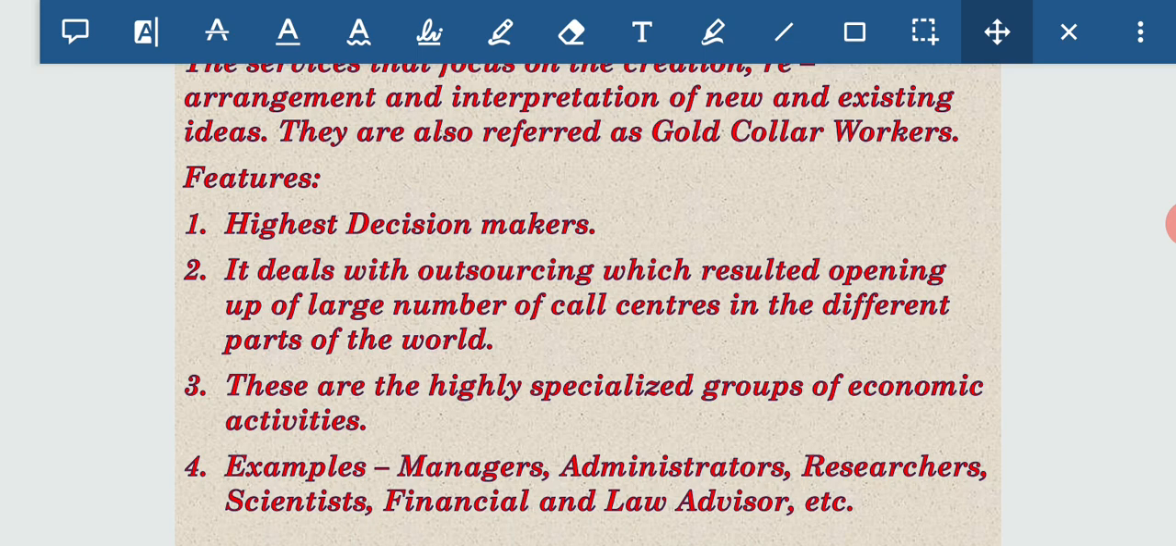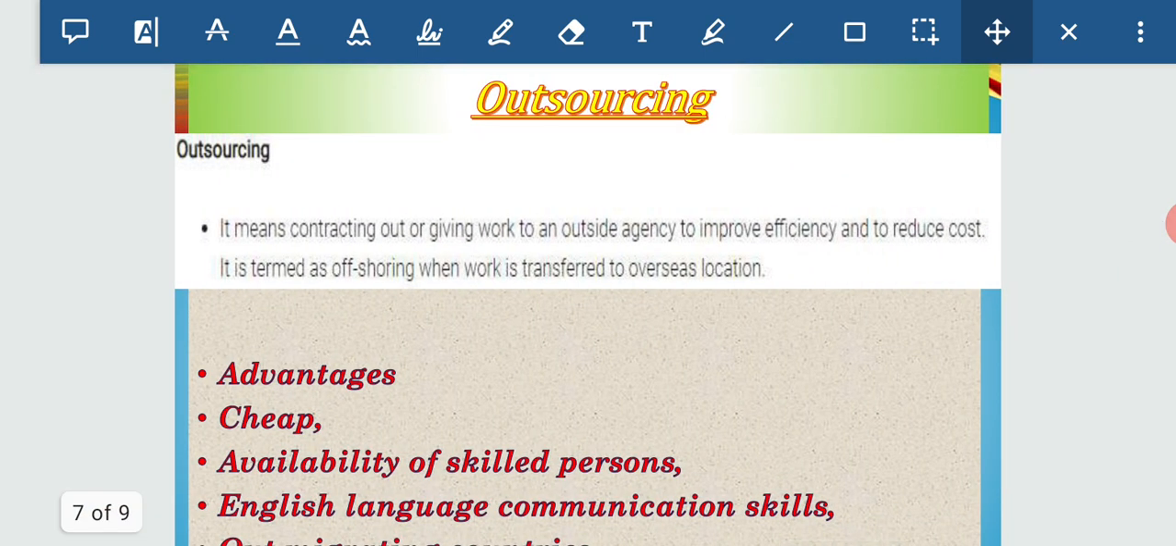Now here we got one term, outsourcing. So what is outsourcing? Outsourcing is an activity that is contracting or giving work to an outside agency. Now, very common terms: Coca-Cola, Hero Honda, Maruti Suzuki, Kawasaki Bajaj. Why are these names there? Why don't we say just Hero? Why don't we say Coca or Coke in this way?